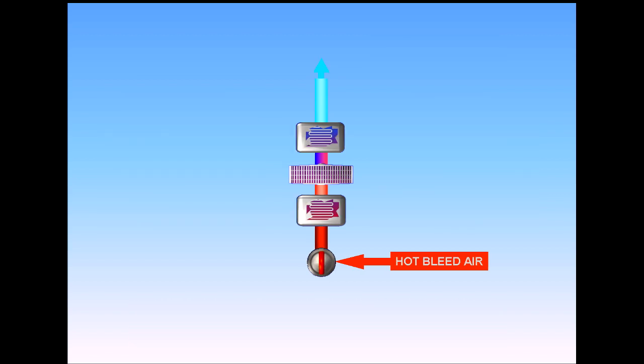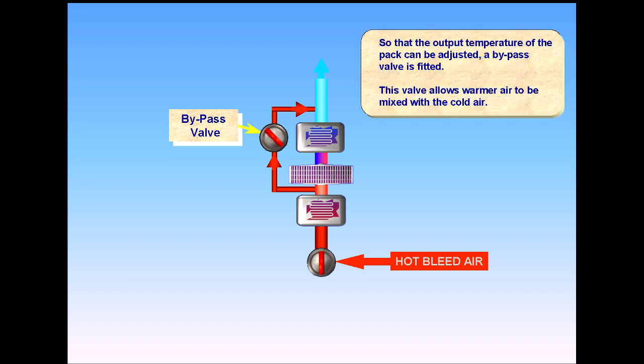So that the output temperature of the pack can be adjusted, a bypass valve is fitted. This valve allows warmer air to be mixed with the cold air. Note, the bypass valve provides for greater fuel efficiency. Since the pack in many circumstances can be bypassed, less bleed air is needed from the engines. Thus, less thrust is needed and therefore less fuel.